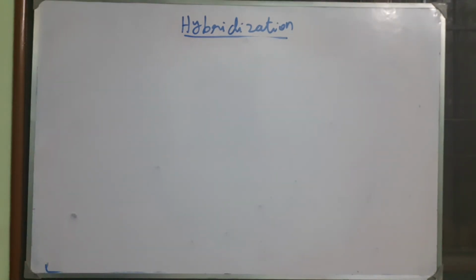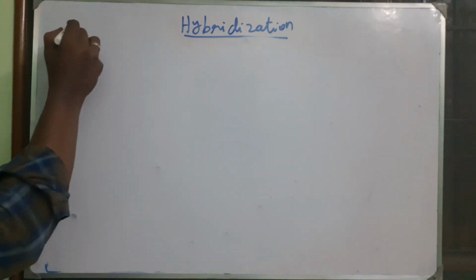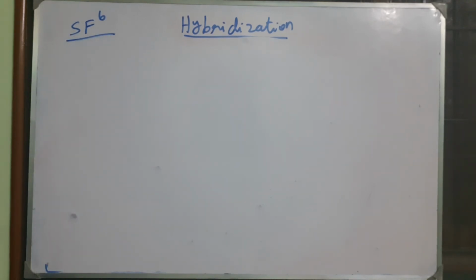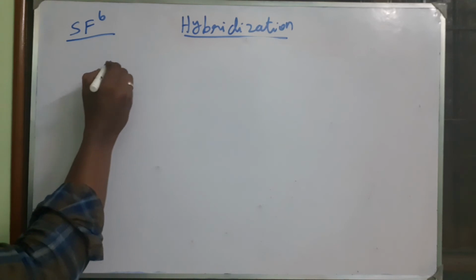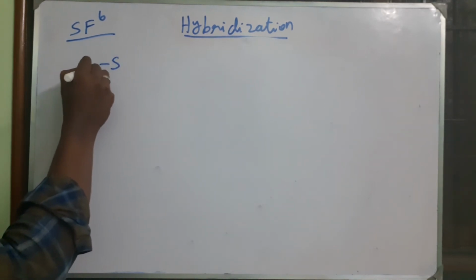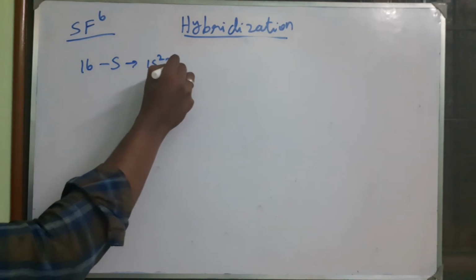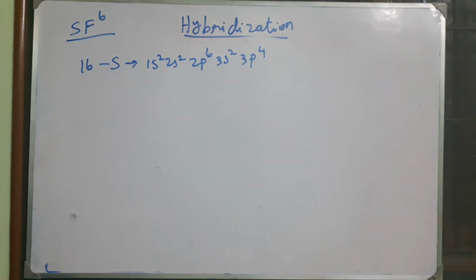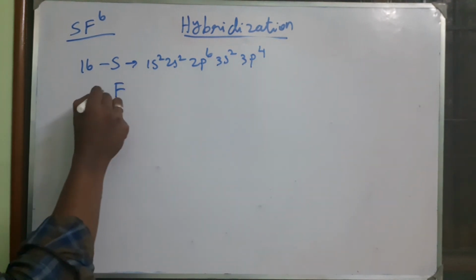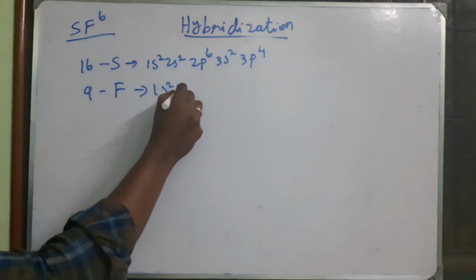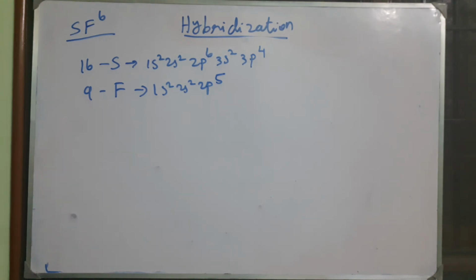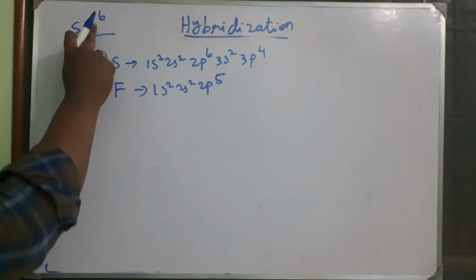Next, one more compound I will give you: SF6. So for this compound, we can find out the hybridization. First, the sulfur atom: 1s2, 2s2, 2p6, 3s2, 3p4. Next, fluorine, atomic number 9: 1s2, 2s2, 2p5. So these are the general electronic configurations of sulfur and fluorine atoms.